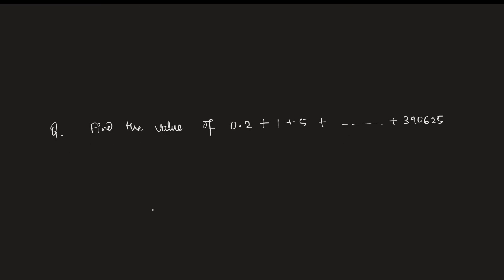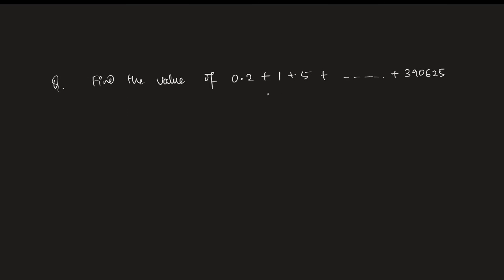Now let's apply this formula over here. Find the value. So you need to calculate the sum of this. First we need to figure out how many terms there are, so we need to find this n. How would you figure out n? From the first formula, an equals a times r to the power n minus 1. So this was our first formula.